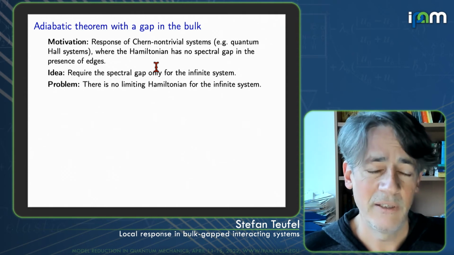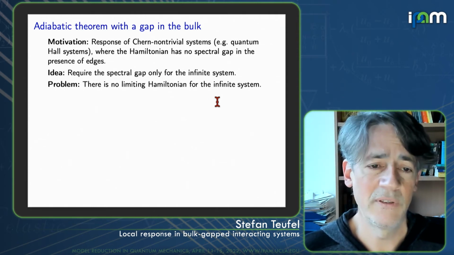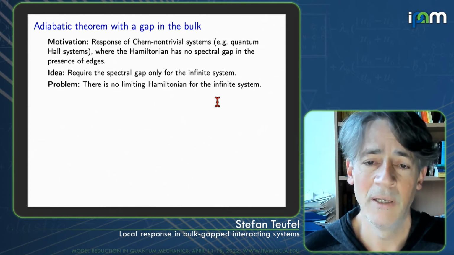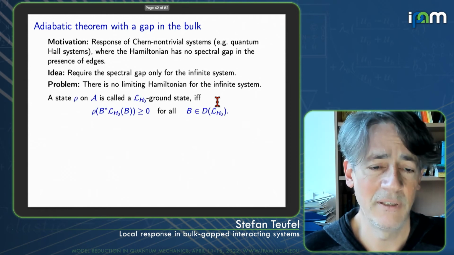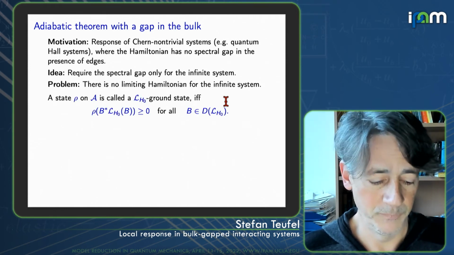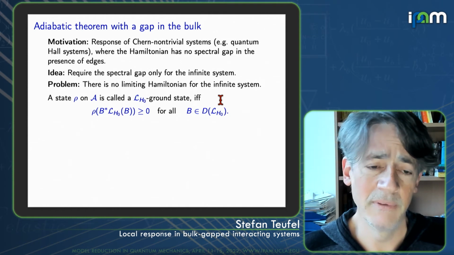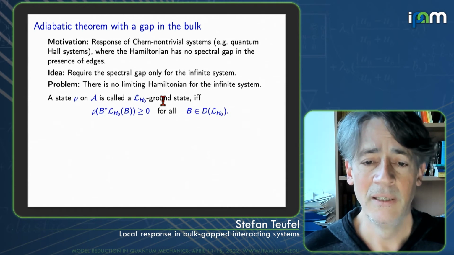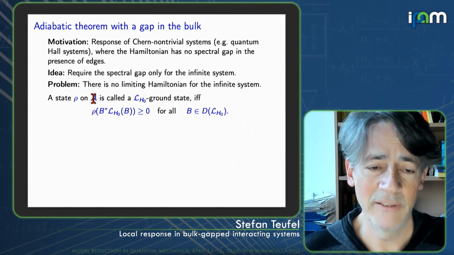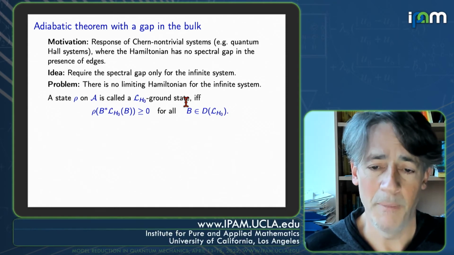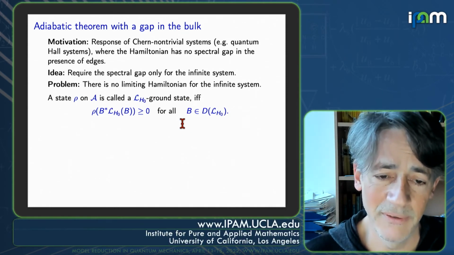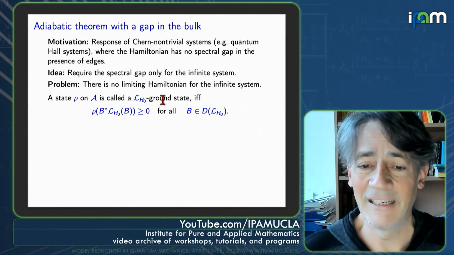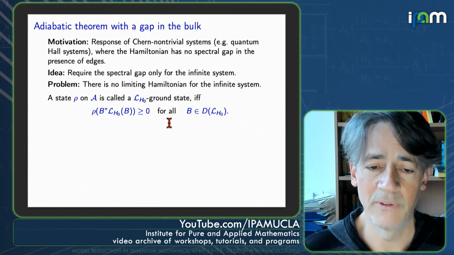But of course, as I said already, there's no limiting Hamiltonian for the infinite system. So one has to come up with a new characterization of what it means for such an infinitely extended system to be gapped. There's a definition for a ground state of such a Liouvillean on the quasi-local algebra of the infinite system, which I give here, which I will not detail. I just say if you look at this condition on finite volumes, it's equivalent to rho being a ground state of the Hamiltonian.